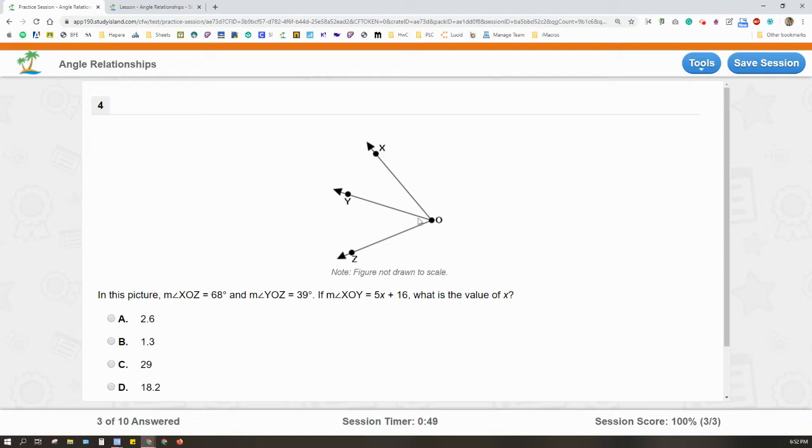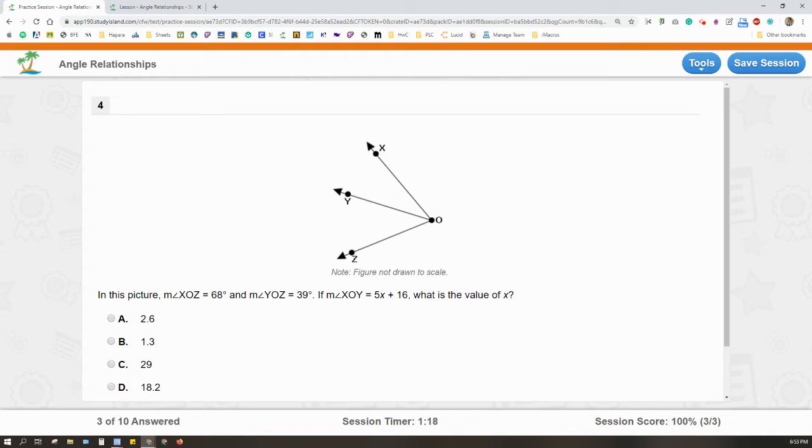Well, XOY plus YOZ have to equal the whole thing, which is XOZ. So XOY, which measures 5x plus 16, plus YOZ, which is 39, has to equal 68. In this problem, the whole key is noticing that YOZ and XOY combine together to make XOZ.